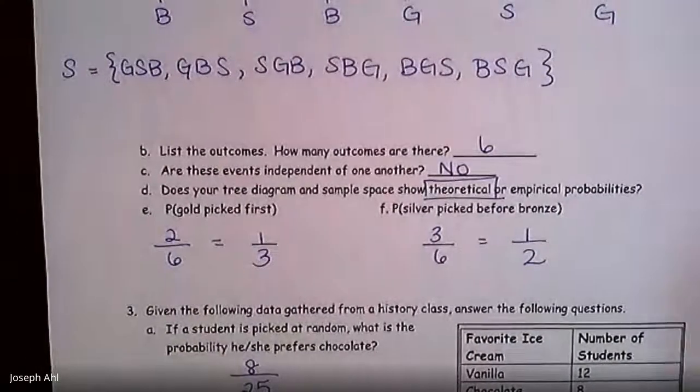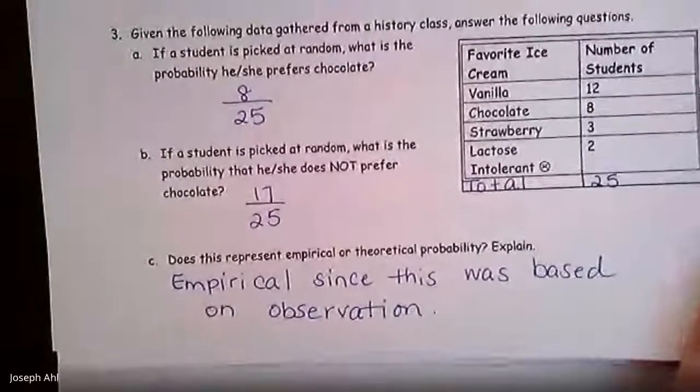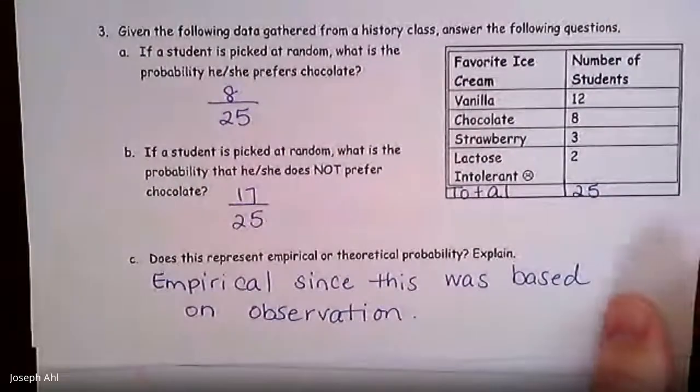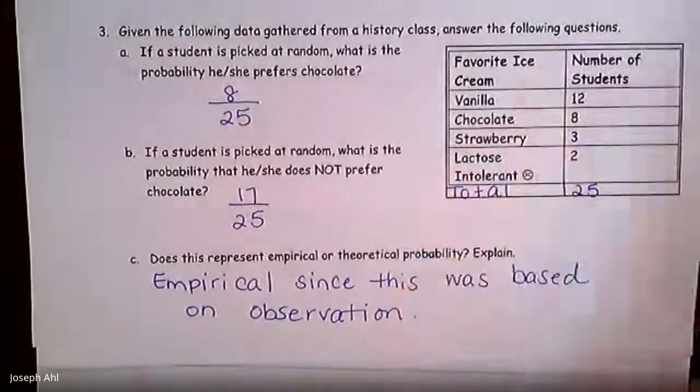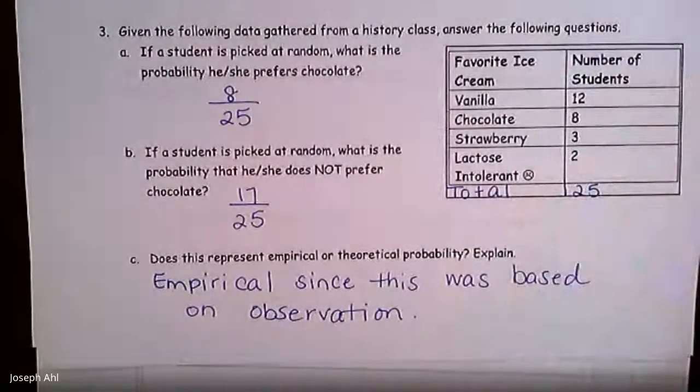This is a theoretical probability that we're calculating in parts E and F. Whereas in number 3, this is empirical probability because it's based on observation about how many people prefer these different flavors of ice cream. Sad for those lactose intolerant kids.